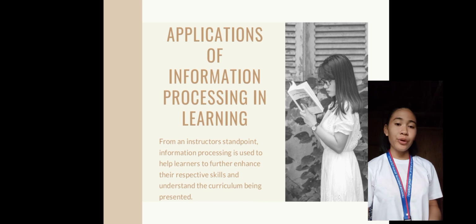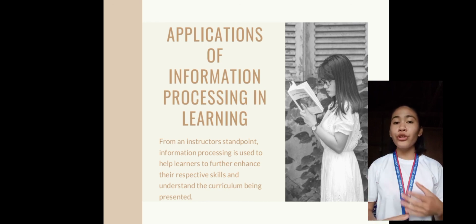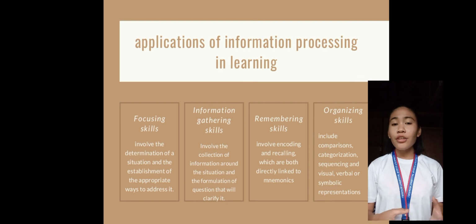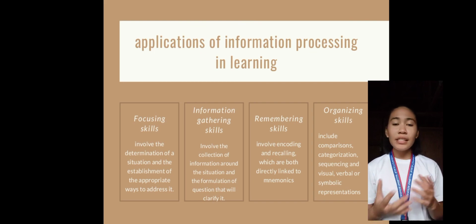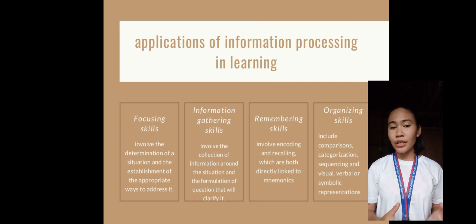And then, applications of information processing in learning. From an instructor's standpoint, information processing is used to help learners further enhance their respective skills and understand the curriculum being presented. So these are the skills that can be acquired by the learners. Focusing skills involve the determination of a situation and establishment of the appropriate ways to address it. And then, information gathering skills involve the collection of information around the situation and formulation of questions that will clarify it. Next, remembering skills involve encoding and recalling, which are both directly linked to mnemonics. So we all know what mnemonics mean. And then lastly, organizing skills include comparison, categorization, sequencing, and visual, verbal, or symbolic representations.